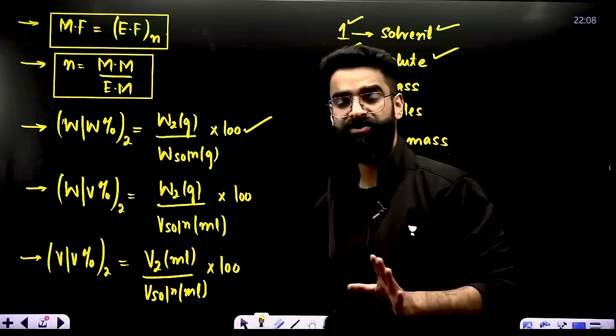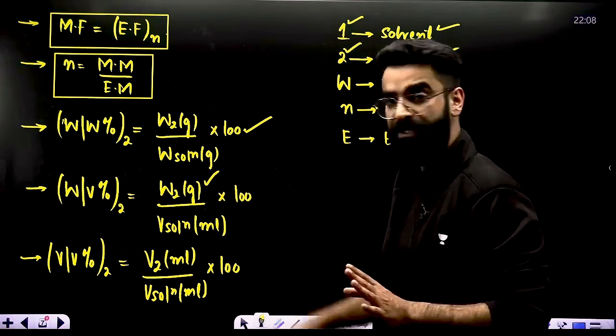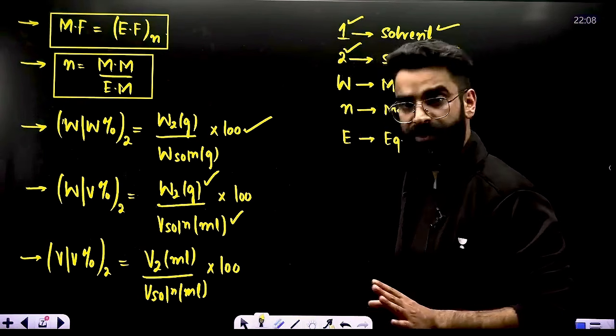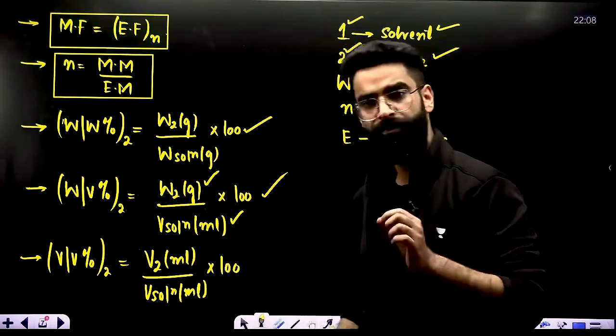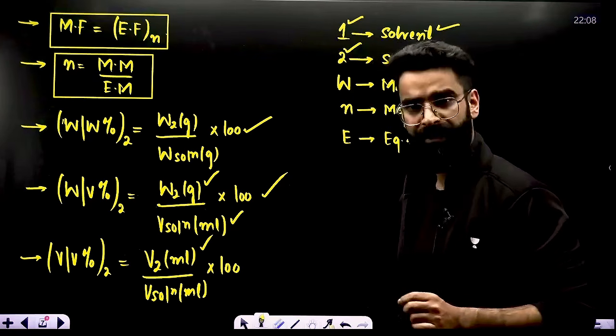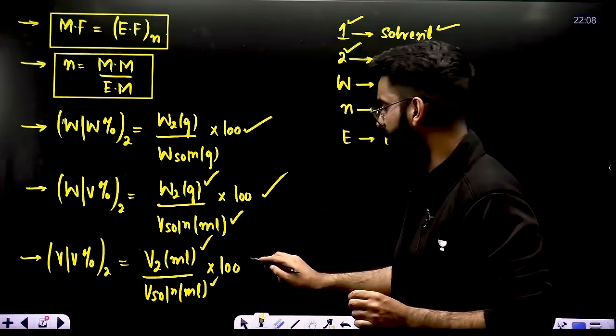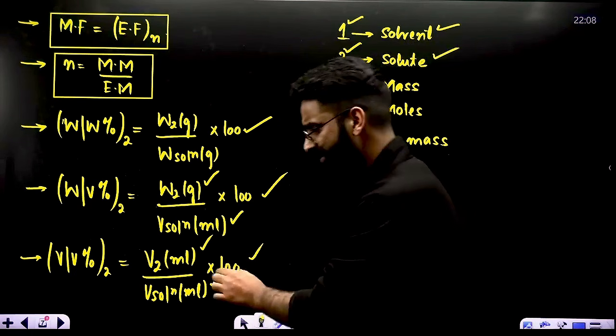Weight by volume percentage of solute is equal to mass of solute in grams divided by volume of solution in ml multiplied by 100. Similarly, volume by volume percentage of solute is always equal to volume of solute in ml divided by volume of solution in ml multiplied by 100. These are some basic results.